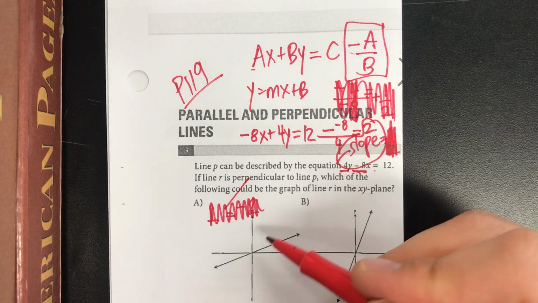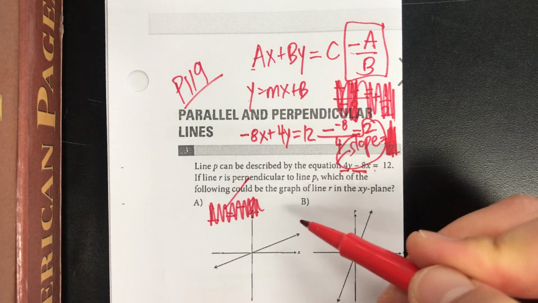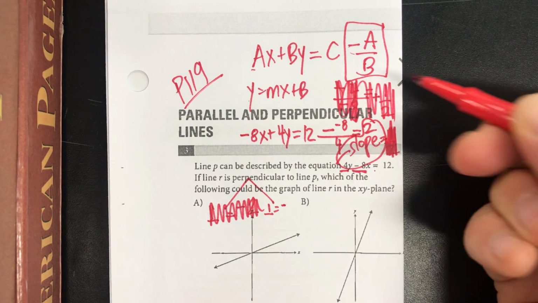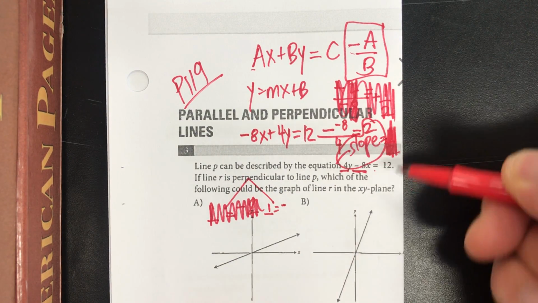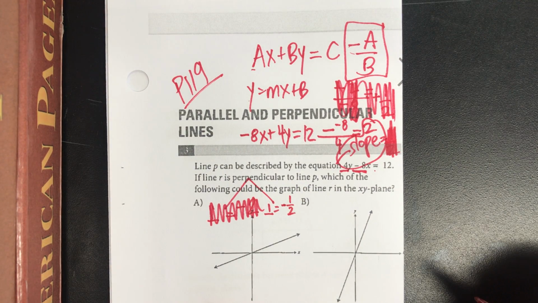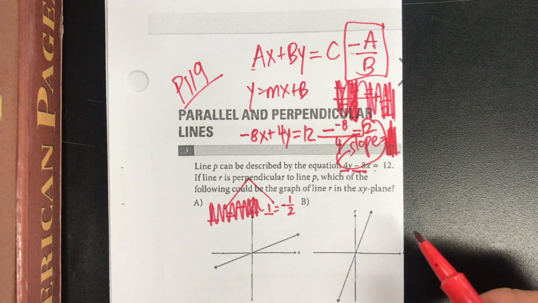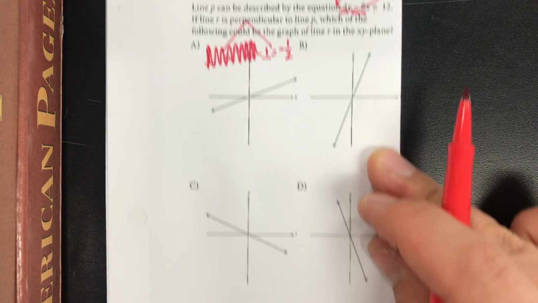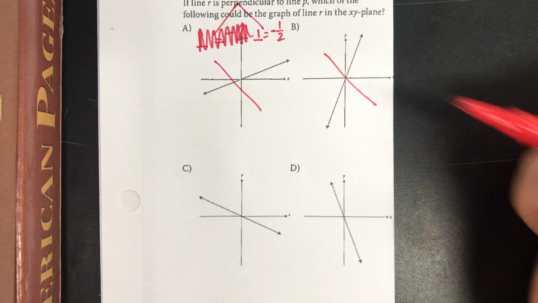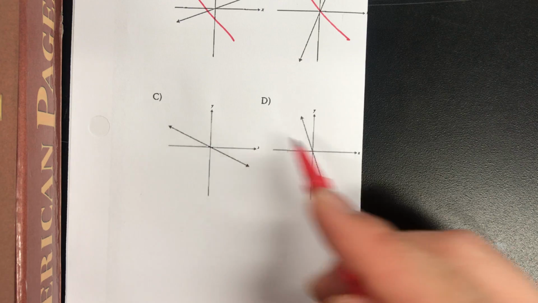So what is the negative reciprocal? If it's a positive, then we know that the perpendicular is going to be negative, and 2 has a 1 underneath it, so the reciprocal would be 1 over 2. Okay, so what we want to do is find the ones that are going down. If it's a negative slope, we know that from left to right it's going down, so we could cross out A, we could cross out B, and now we're looking at either C or D.